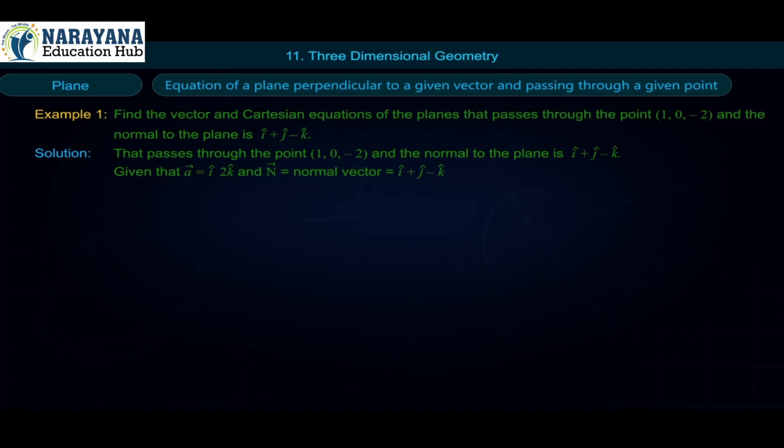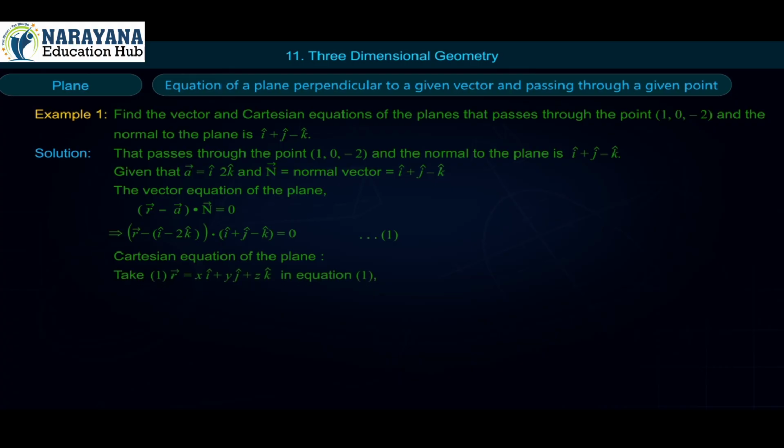Given that vector a = î − 2k̂ and the normal vector n = î + ĵ − k̂. The vector equation of the plane (r − a) · n = 0 implies (r − î − 2k̂) · (î + ĵ − k̂) = 0. Equation 1.